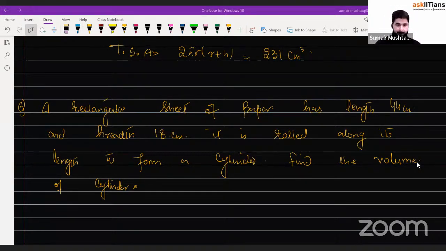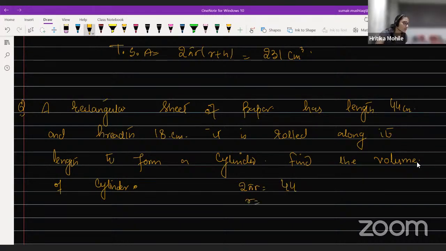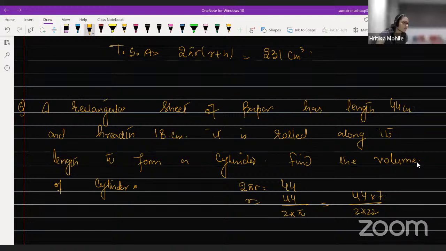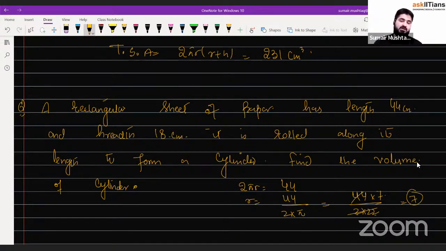How did you calculate the radius? Can you tell me? I took 44 as the circumference. So 44 as the circumference, that is 2 pi r is equal to 44. Then r will be equal to 44 over 2 into pi, so 44 divided by 2 into 22 over 7. 2 into 22 is 44, this and this will cancel, so you will get 7. How did you say that it is 14? Oh, I forgot the 2. Okay.